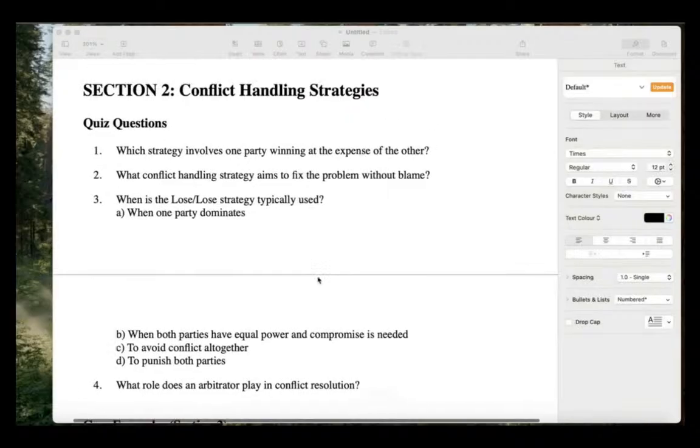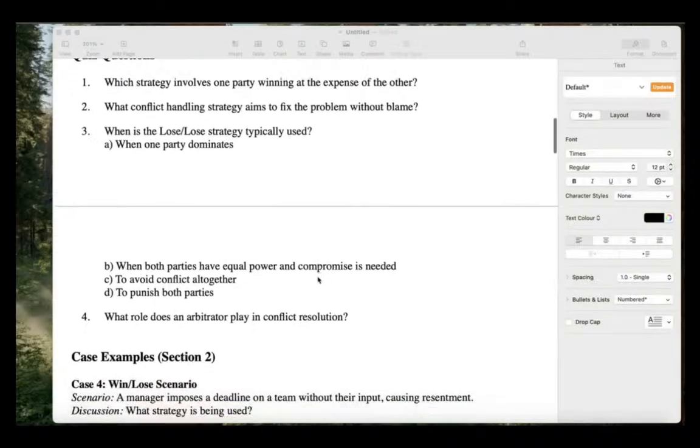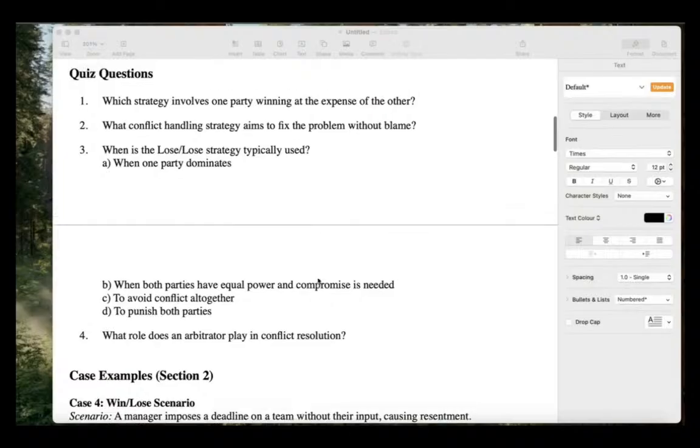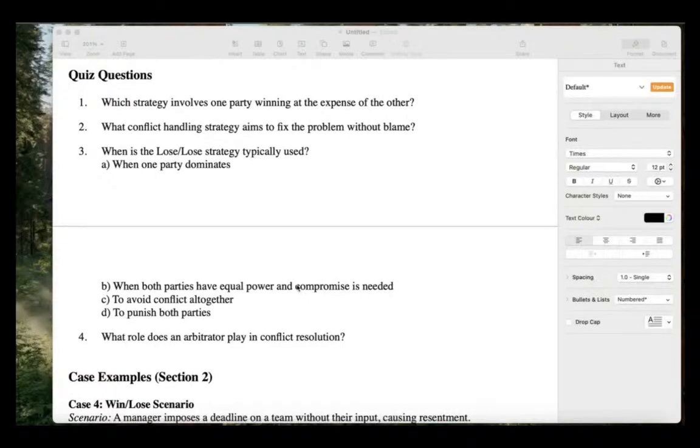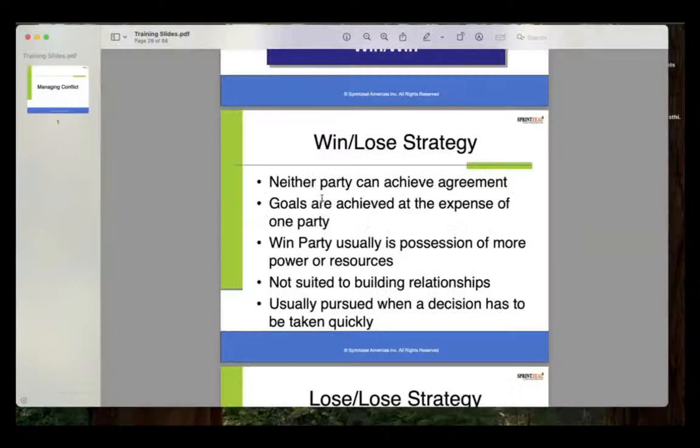Okay, we are done with these section 2 quizzes. Let's move on to the scenario. The scenario is a manager imposes a deadline on a team without their input. Goals are achieved at the expense of one party, and one party usually is in possession of more power or resources, and it is not suited to building relationships. And the last point says it is usually pursued when a decision has to be taken quickly.